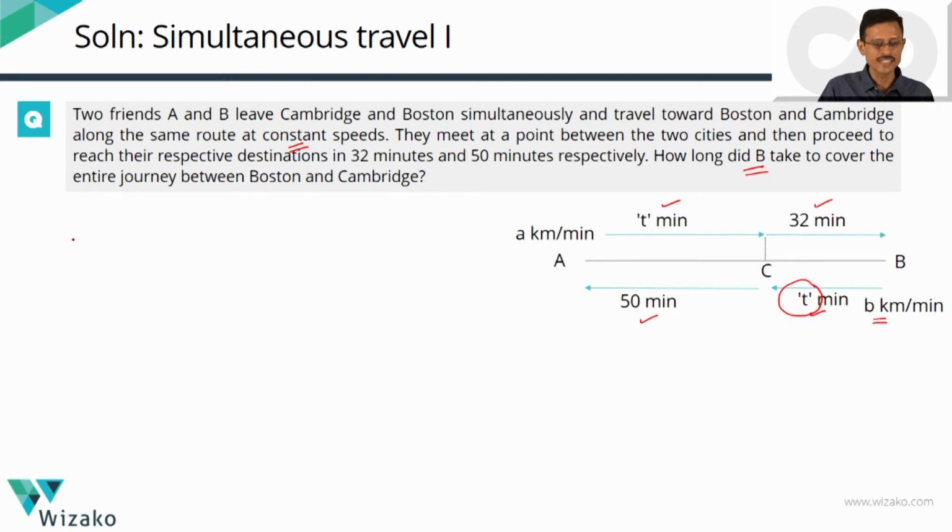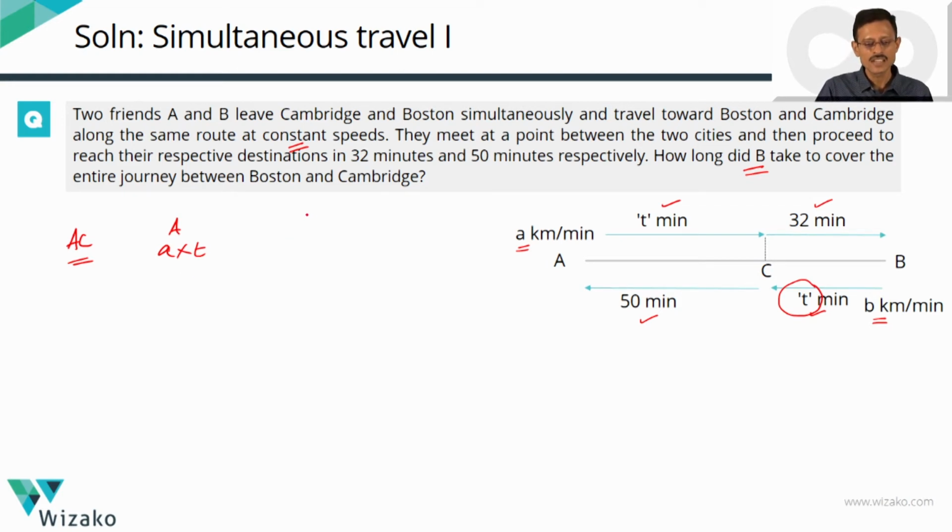Let's look at this distance AC. Let's compute it as A travels it, and let's compute the distance as B travels it. As A travels it, A has taken t minutes to cover this distance AC, and we have said A is traveling at a speed of a kilometers per minute. So the distance AC measured from A's perspective will be a kilometers per minute into t minutes. So the distance AC is going to be equal to a times t kilometers.